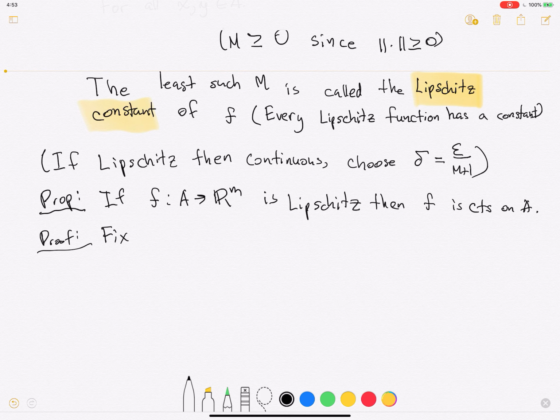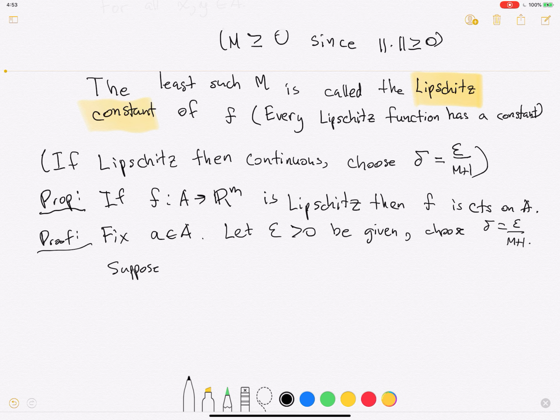We fix a point a in the subset A. We have an epsilon greater than 0. And as per above, choose delta equals epsilon over m plus 1. Now we suppose that the norm of x minus a is less than delta, that's an epsilon, and that's for an x in A, not outside of it.